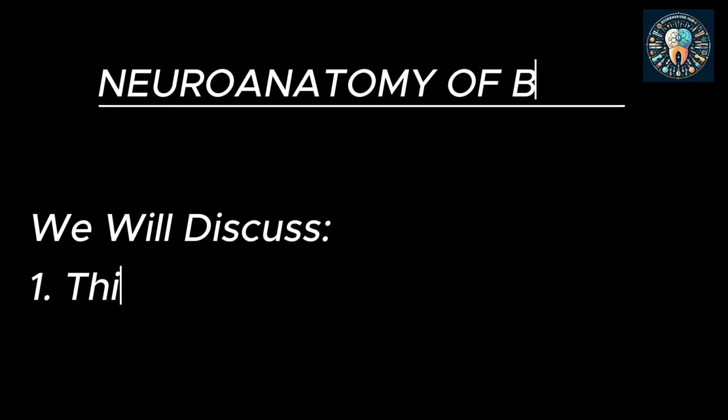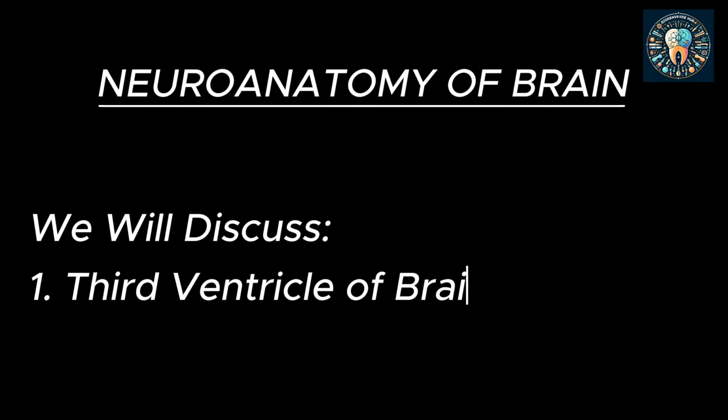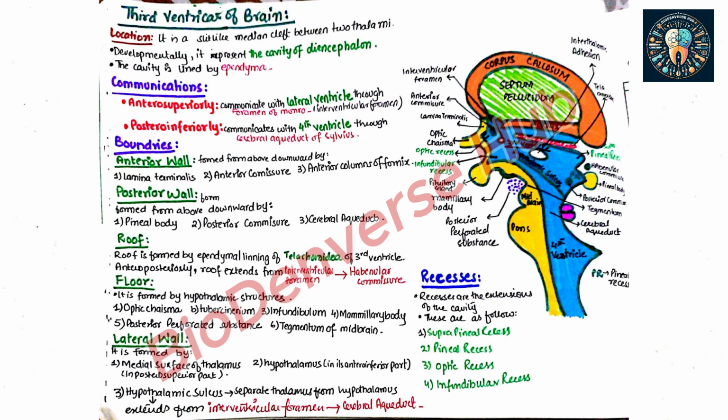Today in the playlist of Neuroanatomy, we will be continuing the same series about the ventricles of the brain. So in today's video, we will be studying about the third ventricle of the brain. As far as the location is concerned, it is a slit-like median cleft between the two thalami. Developmentally, it represents the cavity of the diencephalon. The cavity is usually lined by the ependyma.